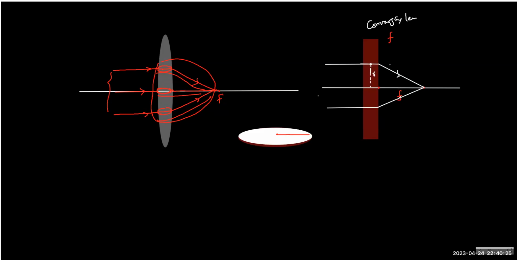So for this disk to behave like this, how must the mu vary radially? I want to find the mu value, which is varying as a function of radius. So how must it vary for the light rays to converge at a distance f from the surface?